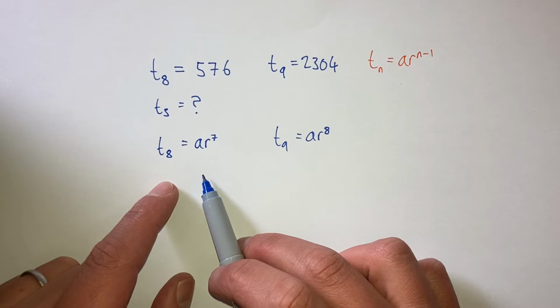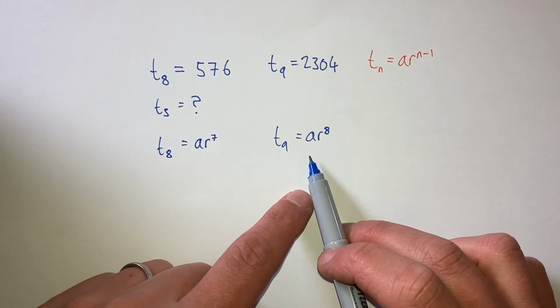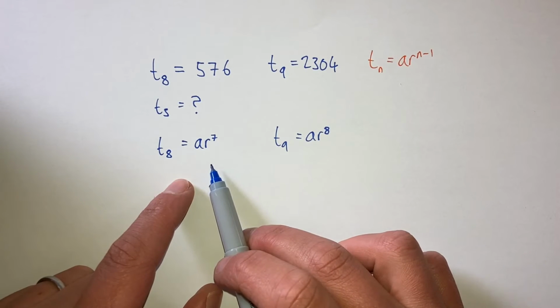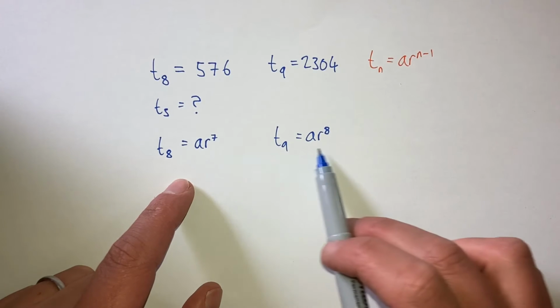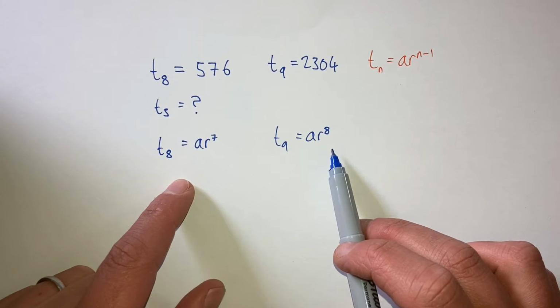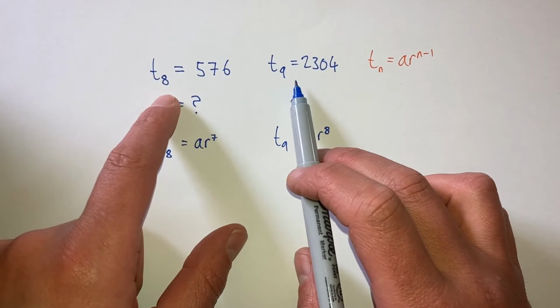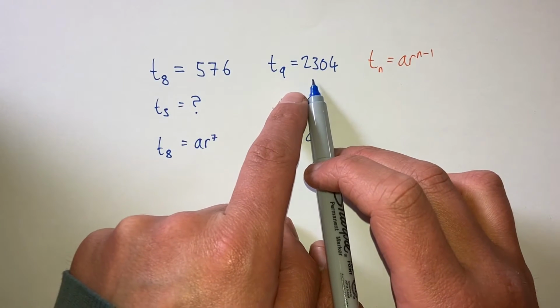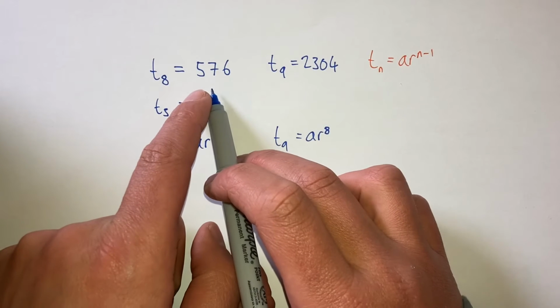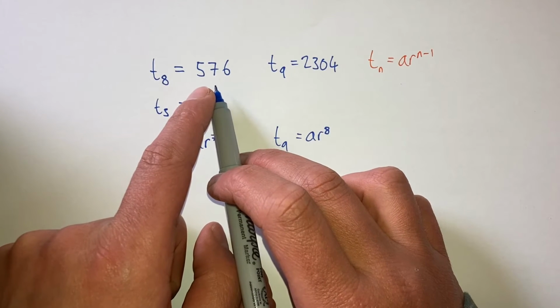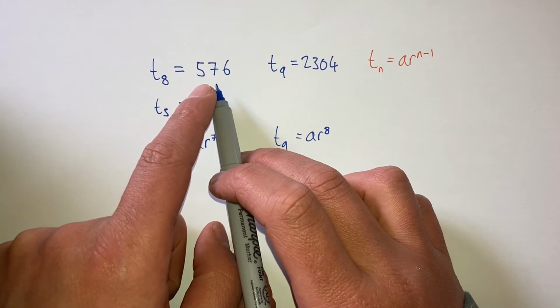So to get the common ratio, you could do term 9 divided by term 8, and that will leave you with the value of r. And this is always true, that if you know two consecutive terms, you do the next term divided by the preceding term, and that will give you the value of r. Let's work that out now.